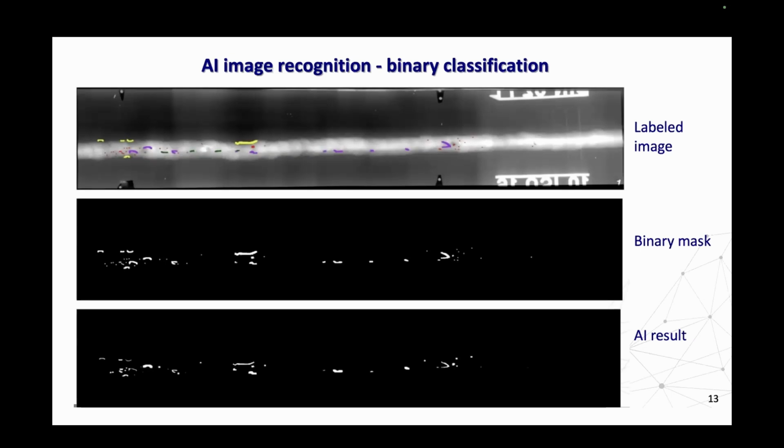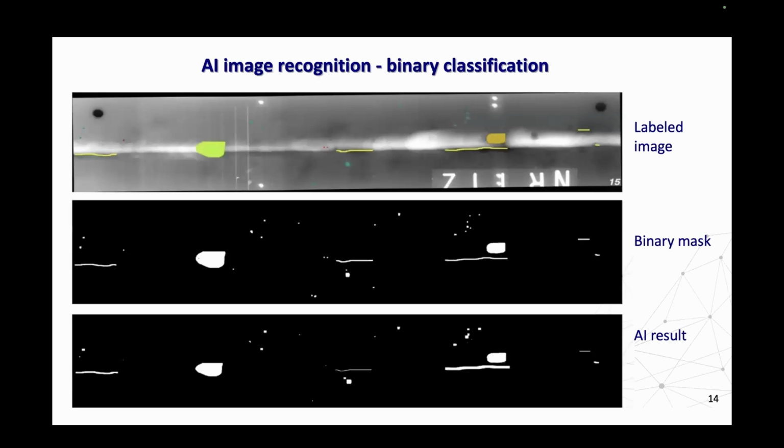After that, we can have a binary mask. It's quite simple. And after that, the AI can also detect this kind of result based on the binary classification. Also, you can see it here as well. In another case, another labeled image can be seen here. This was used as a binary mask, and after that, the AI result can be seen here. I guess quite a good correlation can be seen.